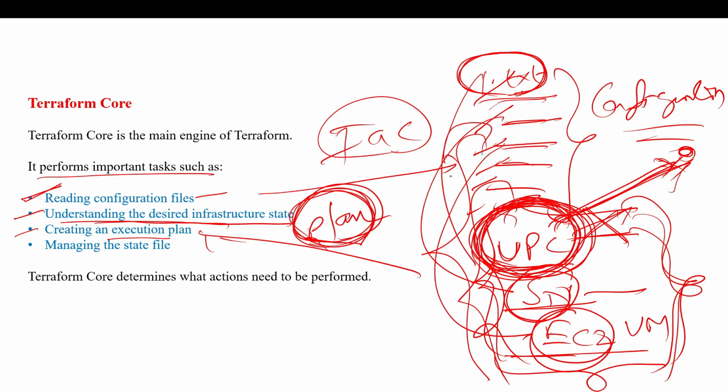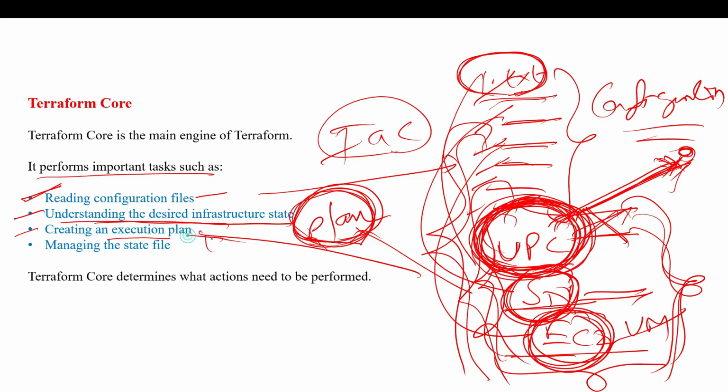So this plan file will contain information like, okay, this VPC is already there, so I am going to skip this one. This subnet is not there, so I will create this one. This EC2 machine is not there, so I will create this. So it will create a plan file which you can review anytime before doing the execution.